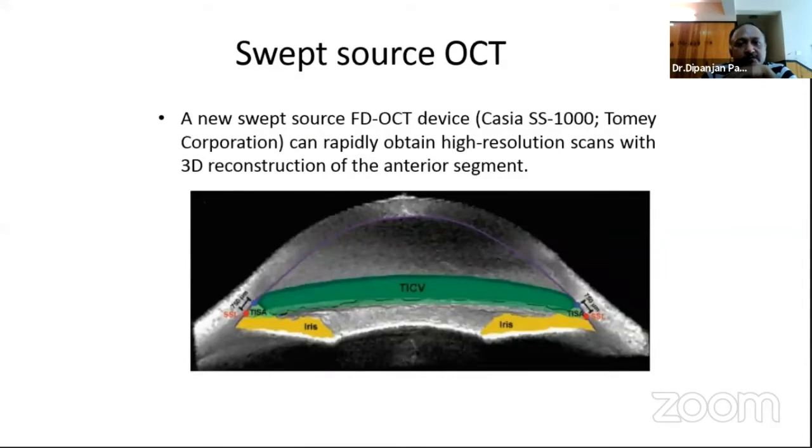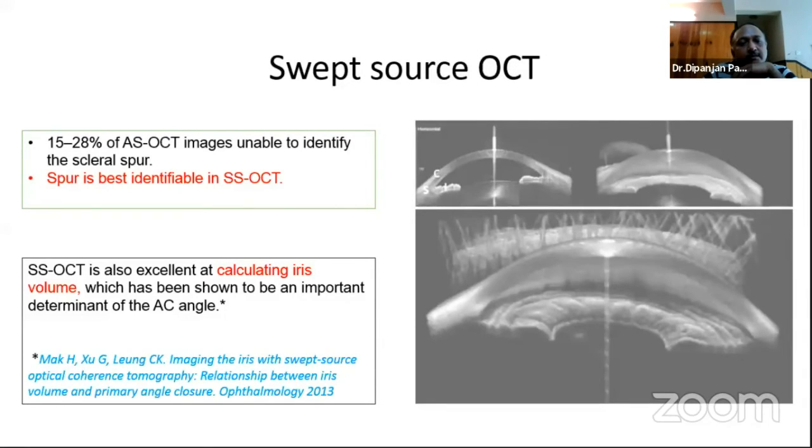The new kid on the block is the swept-source FDOCT device, Cassia 1000, or now the Anterion is also available from Heidelberg, and these machines can rapidly obtain high-resolution scans with 3D reconstruction of the anterior segment. As we know, 25 to 28% of the ASOCT images are unable to identify the scleral spur properly. The spur is best identified with SSOCT, just because the scan depth is fantastic and the resolution is superb. So the SSOCT is also excellent in calculating iris volume, which has been shown to be an important determinant of AC angle.